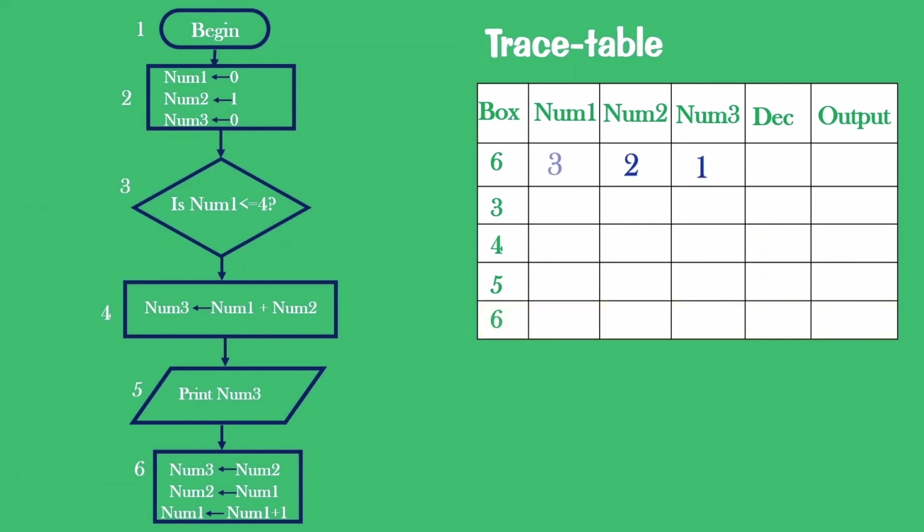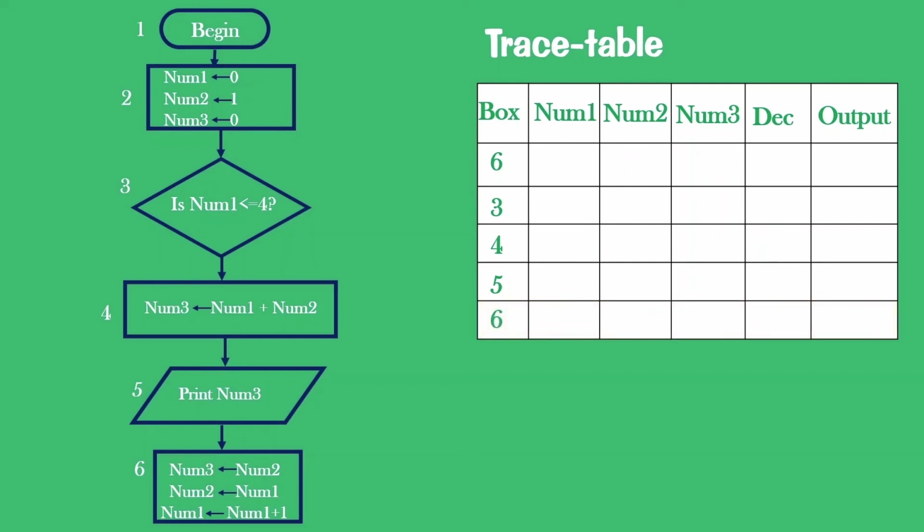Now, we go back to step number 3 again. Step number 3, the answer is true. Okay. Step number 4, the answer is 5. Step number 5, the output is 5. Now, step number 6, 2 in num3, and then 3 in num2, and then 4 in num1.